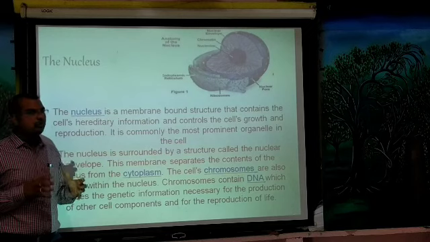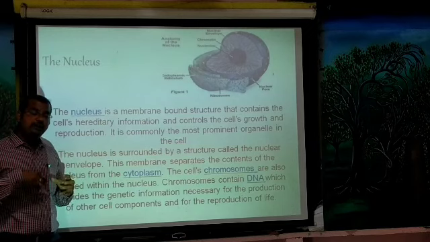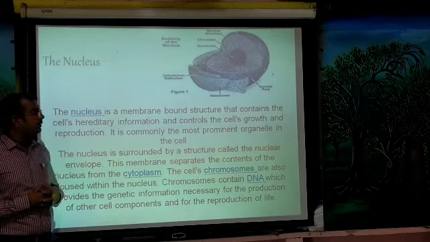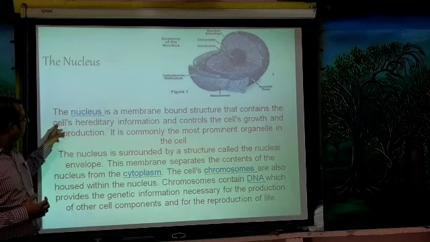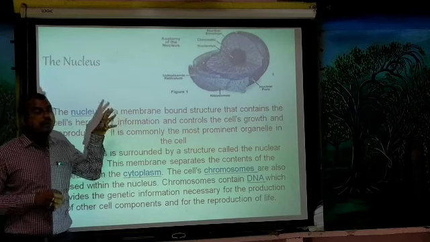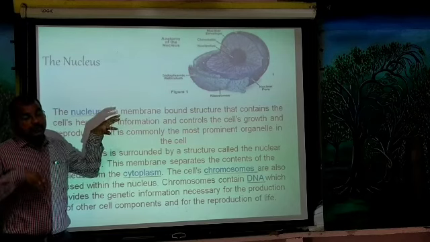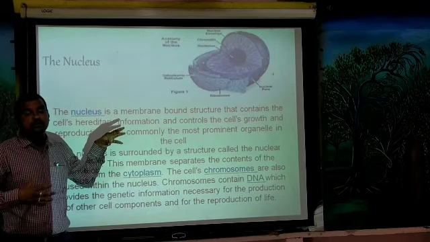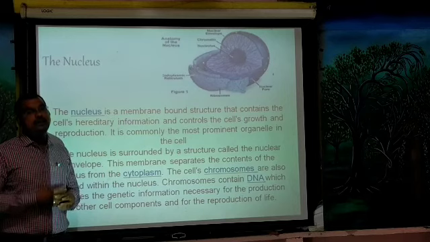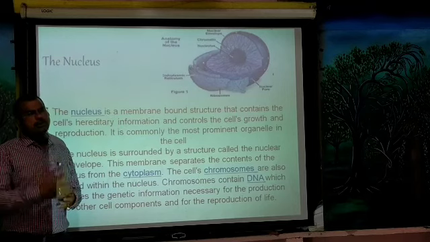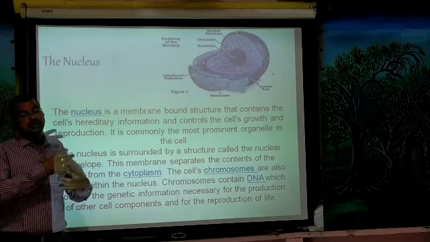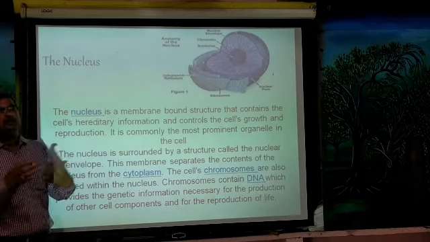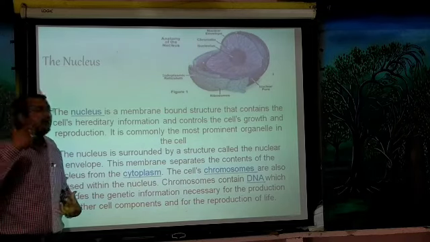So the nucleus plays a very important role here. I told you about the chromatin network, which is very important, and later it converts into a chromosome. The chromosome contains DNA. DNA contains genes, and those genes are responsible for transferring characteristics from parent to offspring. You will discuss that in your higher classes.